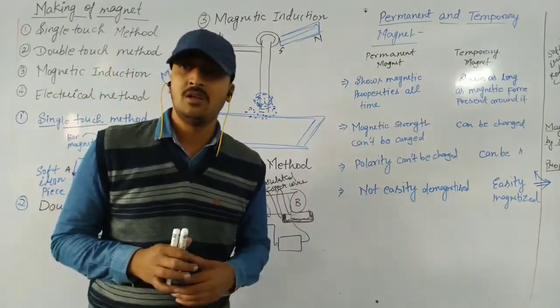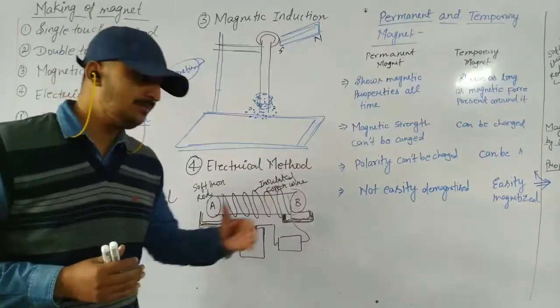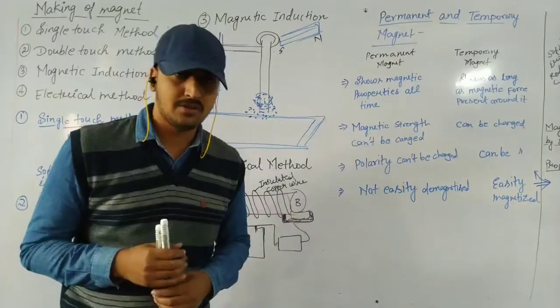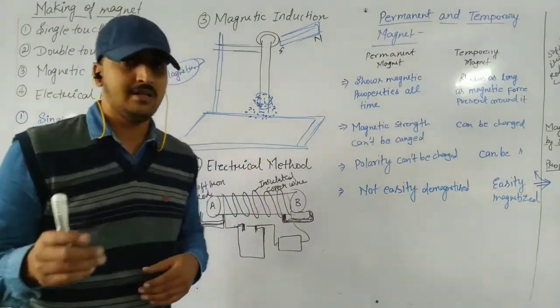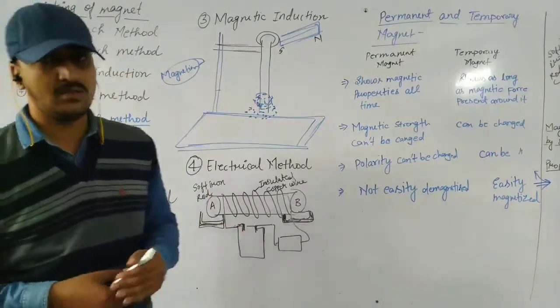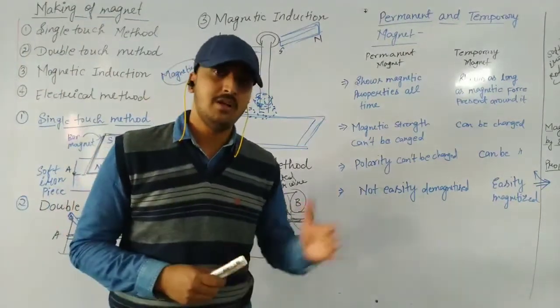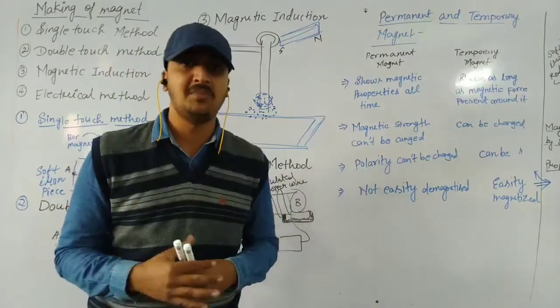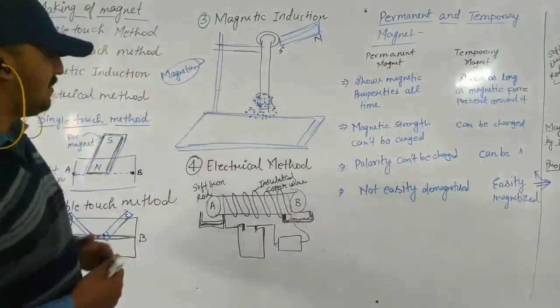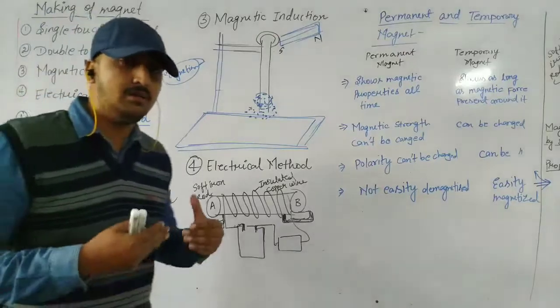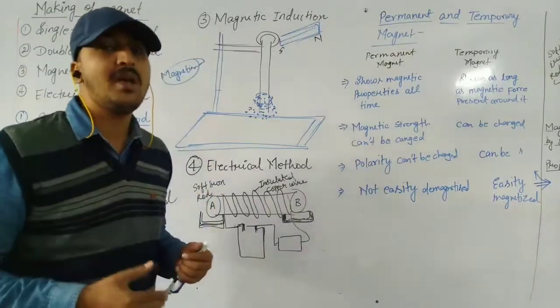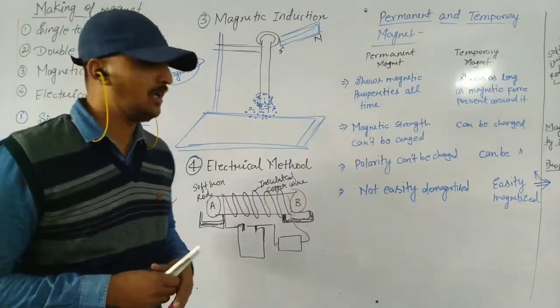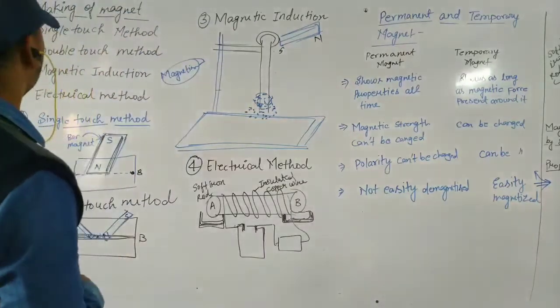We had discussed magnet is available as a substance. It was lodestone, and there are different methods by which we can convert a temporary magnet into a permanent magnet. So today we will learn about this. How can we convert a temporary magnet into a permanent magnet? Okay. So there are different methods.